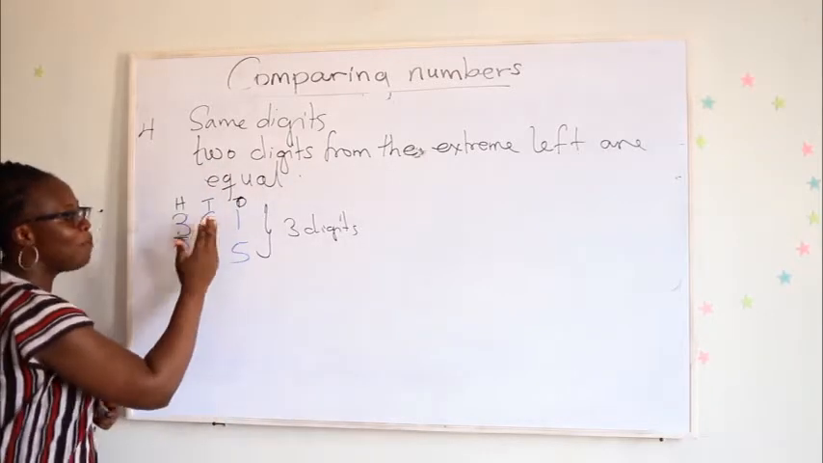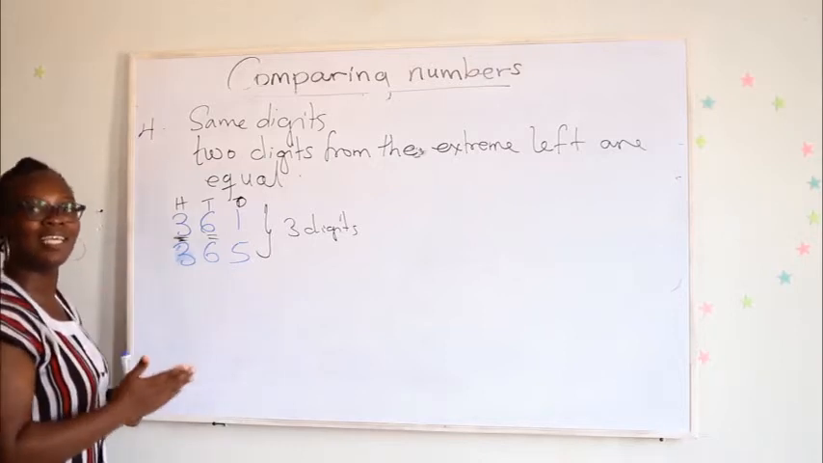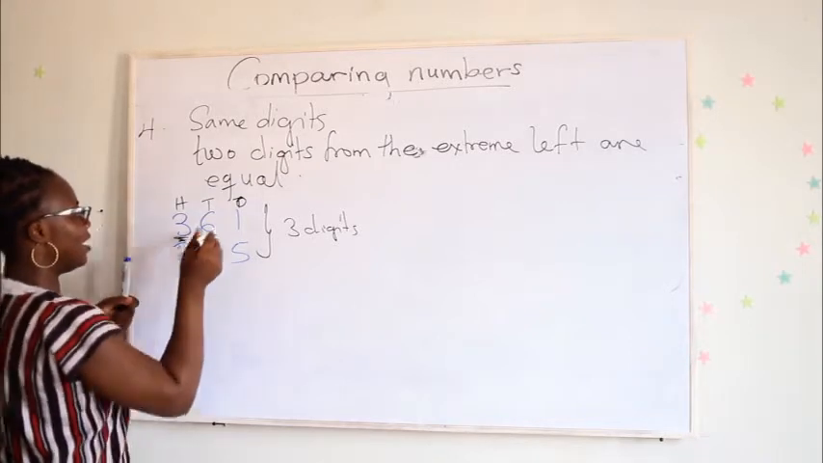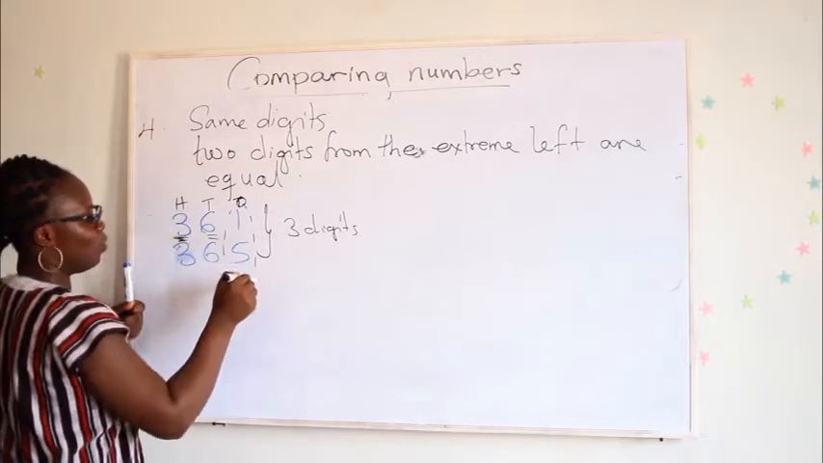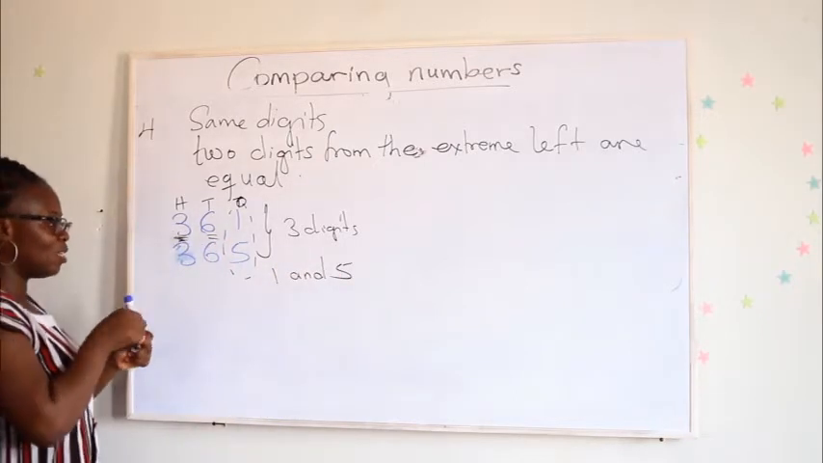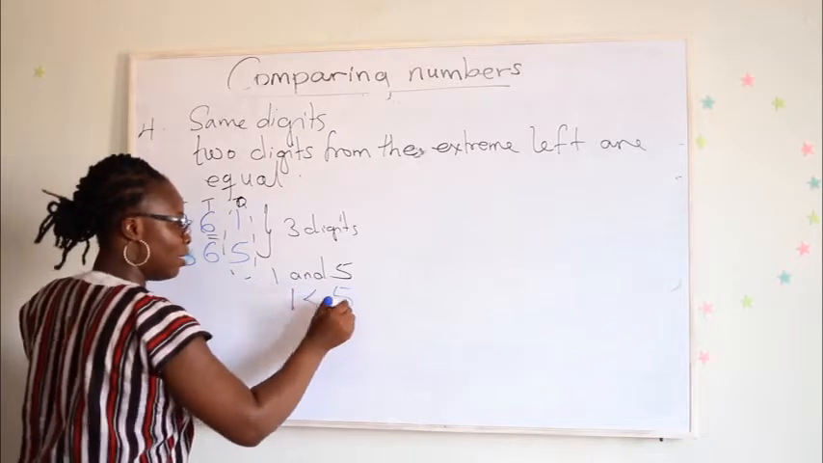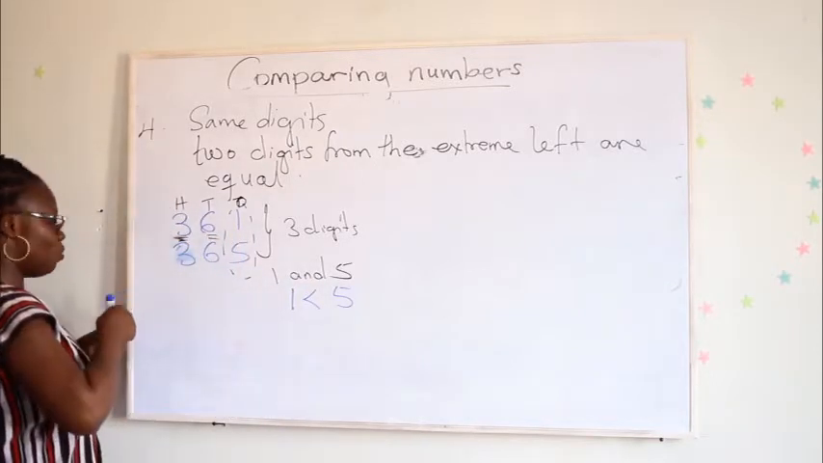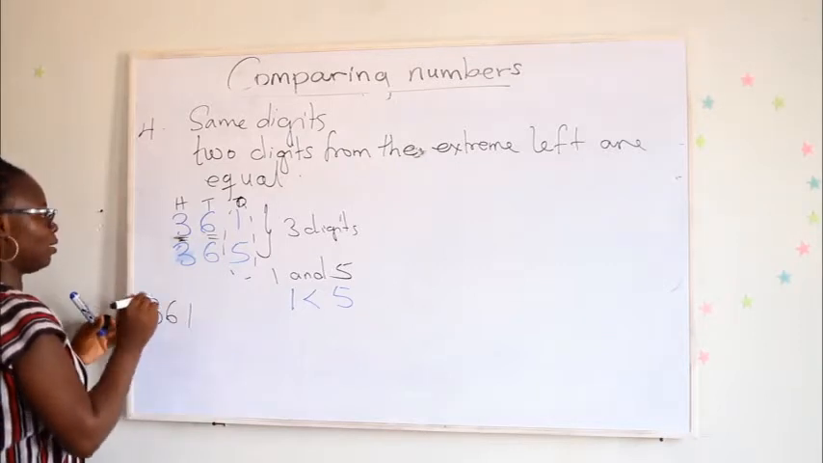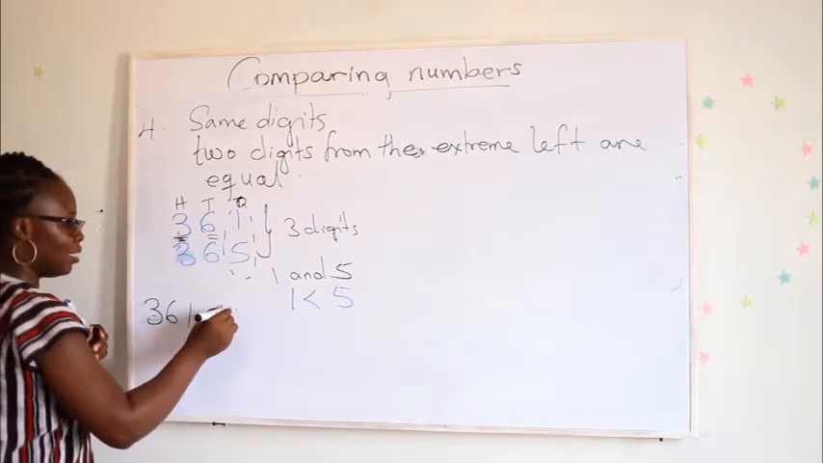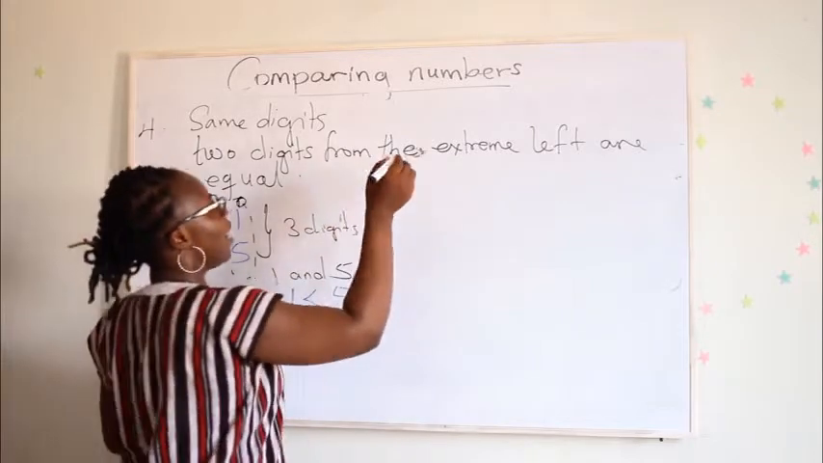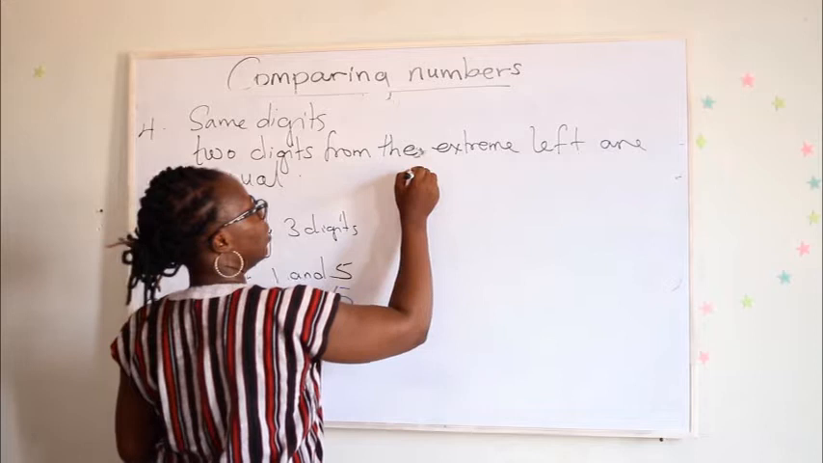If you have a situation like this, what do we do? We are saying that then we compare the what? The third digit. Which is the third digit? This is the third digit. 1 and what? 5. If you compare, you realize that 1 is less than 5. And so I can say 361 is less than 365.